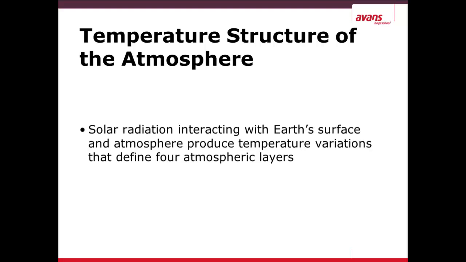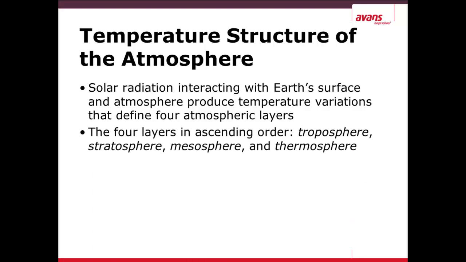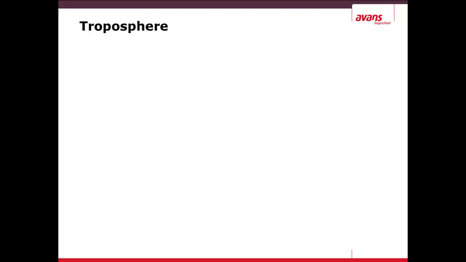Temperature structure of the atmosphere. Solar radiation interacts with the Earth's surface, of course, and produces the four atmospheric layers I mentioned, and I will go into more detail. These four layers, in ascending order, are the troposphere, stratosphere, mesosphere, and thermosphere.